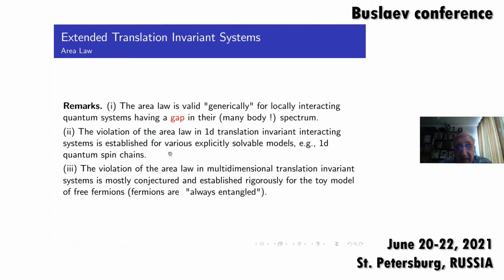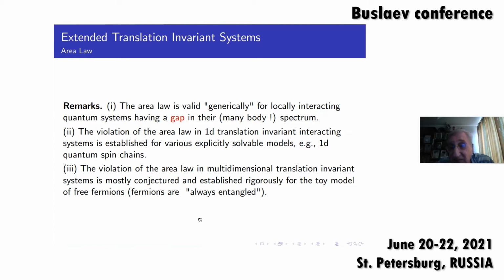And as for violation of the area law, I repeat, it was found heuristically in many cases, but more or less rigorously it was found in explicitly solvable models, like I mentioned before, one-dimensional spin chains. As for the multidimensional case, the only case in which we are able to find some multidimensional results is the so-called free fermions. Maybe you know that free fermions means that they do not interact. It is just electrons, which as we know interact via the Coulomb interaction, but we forget for the moment and treat them as free particles.